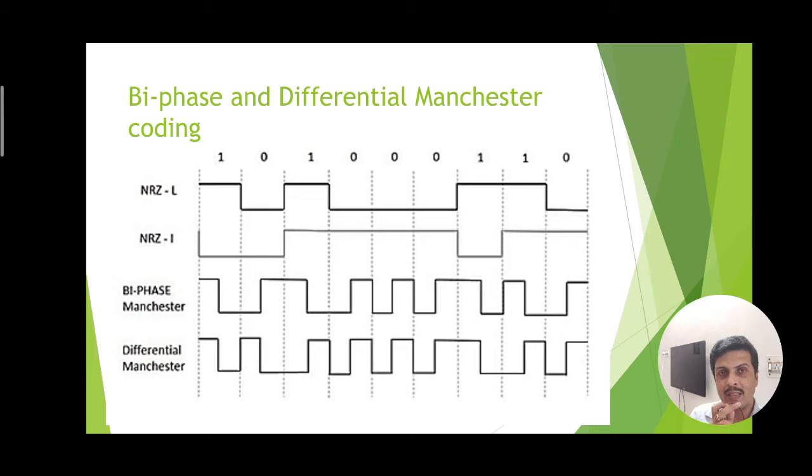but when there is a 0 to 1 transition in the binary bit, at that time there is no transition in the differential Manchester coding. So 0 to 1 transition is not sensed, but when there is a 1 to 0 transition, then only there will be a falling edge.